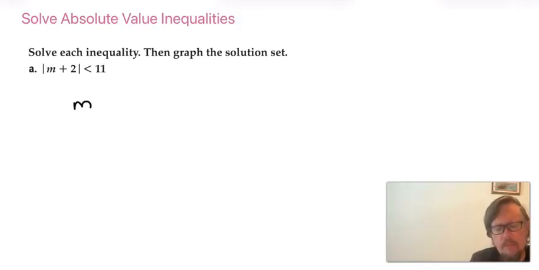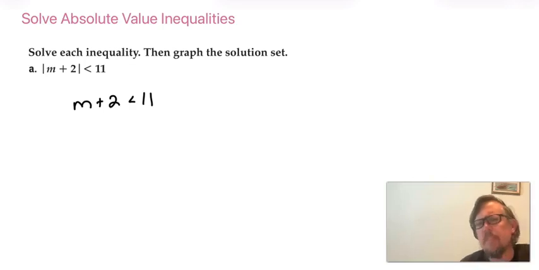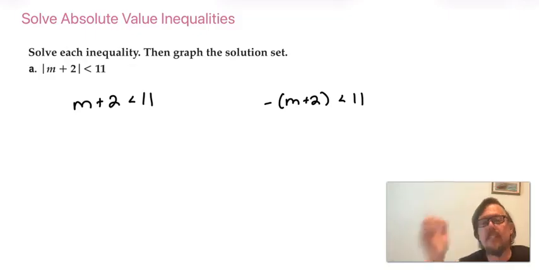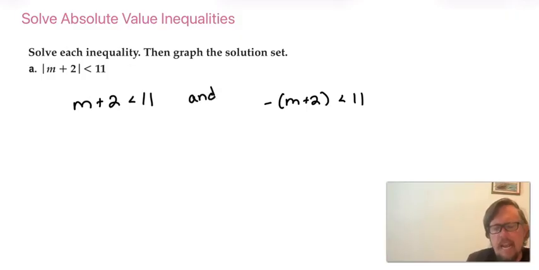Our first solution is going to be we find m plus 2 less than 11, just like we would with an equation. The second one though is what happens if the contents of the absolute value is negative, meaning negative m plus 2 is less than 11. And that's the one that's a little bit different. So these are the two solutions that we're going to find. And this is an absolute value problem where these are separated by "and." That's important for us to know because we're going to be looking for the intersection of these two solutions. So m plus 2 is less than 11 and negative m plus 2 is less than 11.